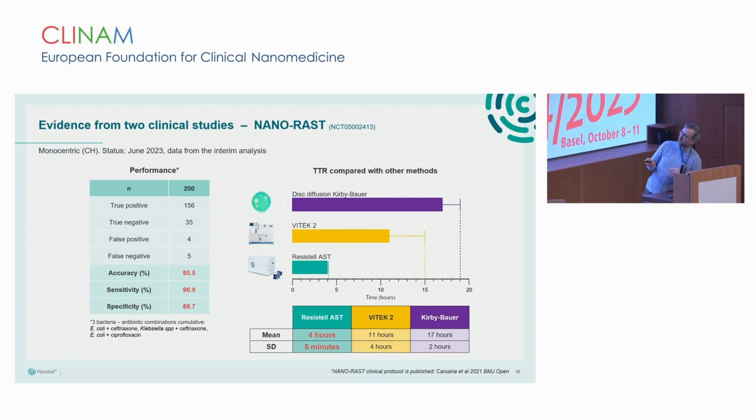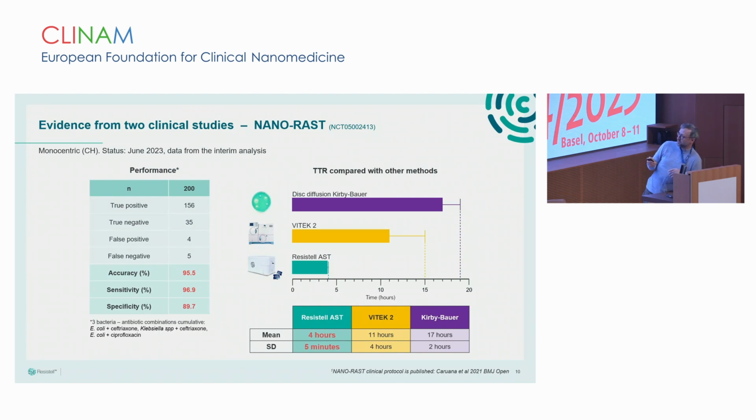You see the performance accuracy tells you how well we classify overall our isolates or the patient samples compared to the reference methods. And that's the VITEK2. It's an automated growth measurement system, if you want, and this diffusion assay. Sensitivity tells you how well we classify susceptible strains, specificity, how well we classify resistant strains. And we have Klebsiella and E. coli for ceftriaxone and ciprofloxacin.